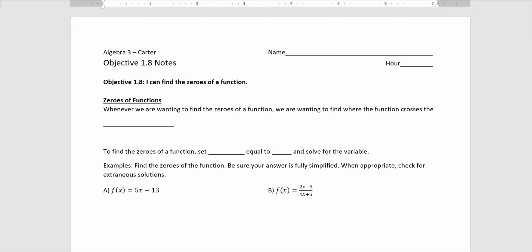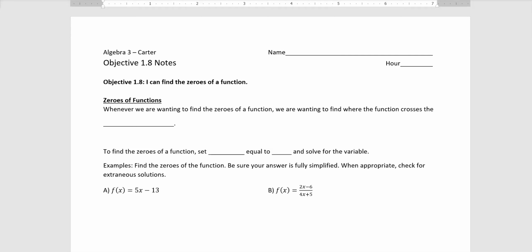Hello, and welcome to our Objective 1.8 notes. If you watched the 1.7 notes, you know that those were pretty long. I am happy to follow those up with this set of notes, which are only one page, so hopefully it won't take nearly as long.